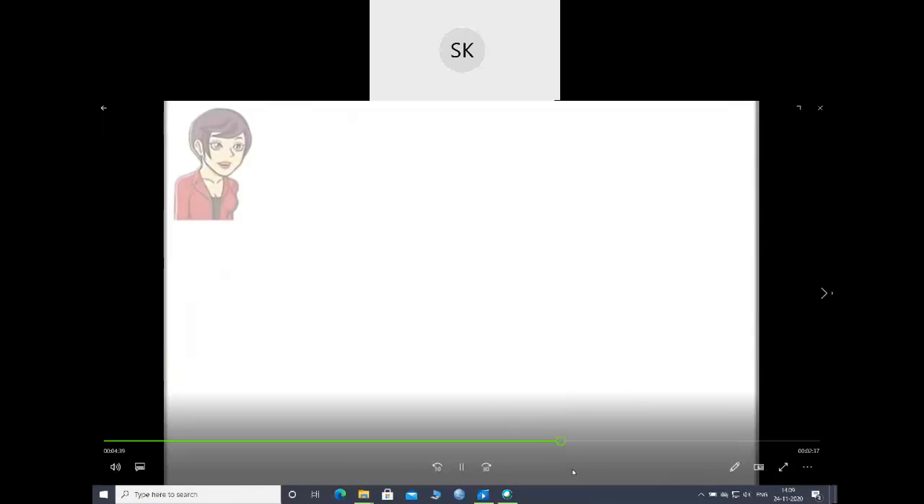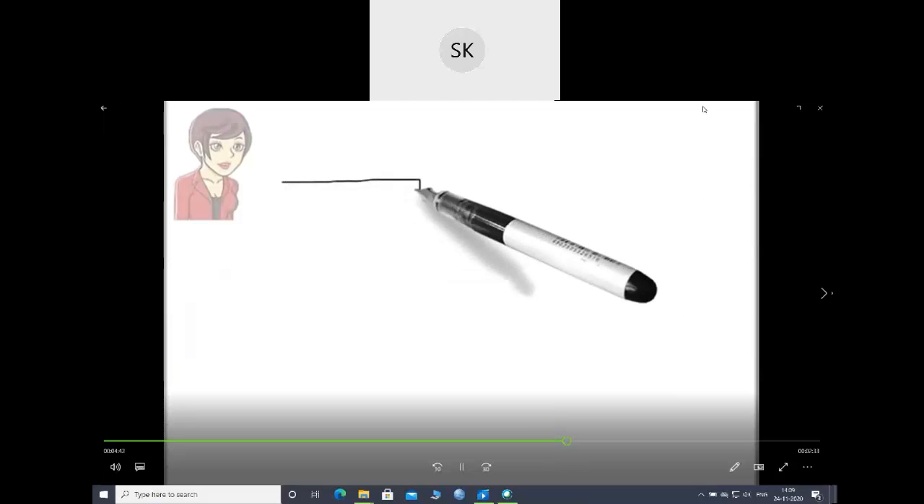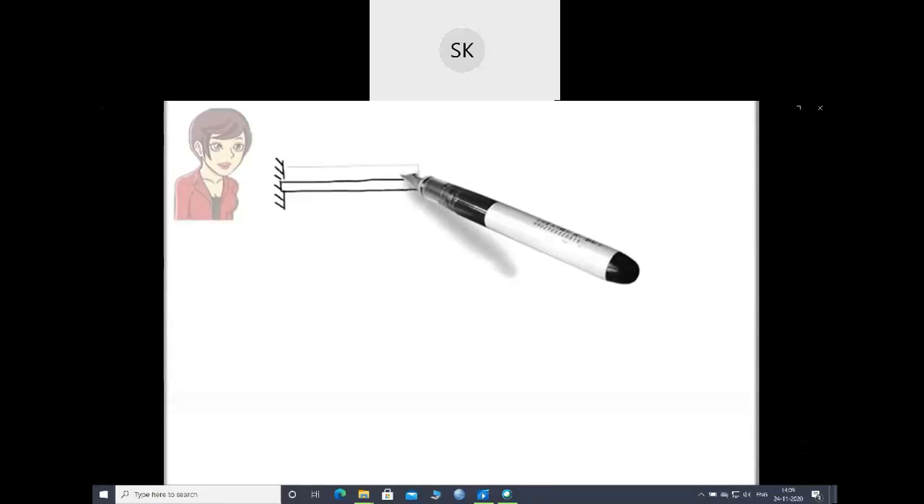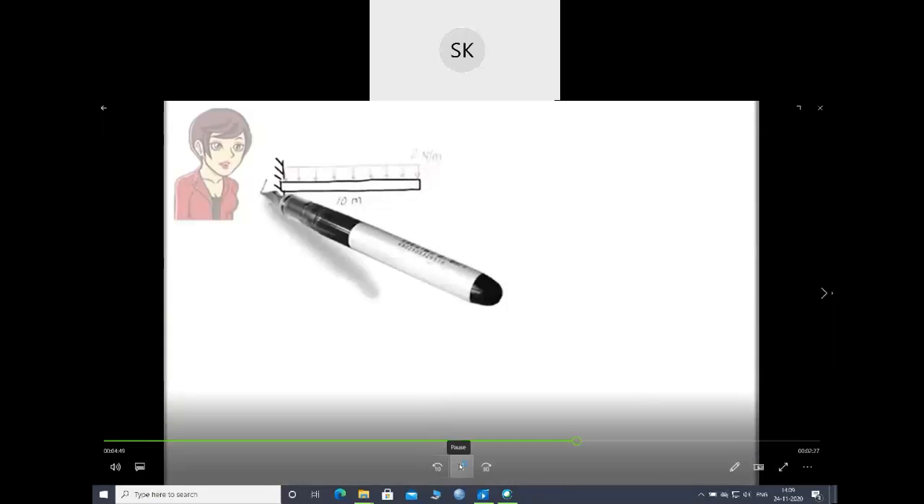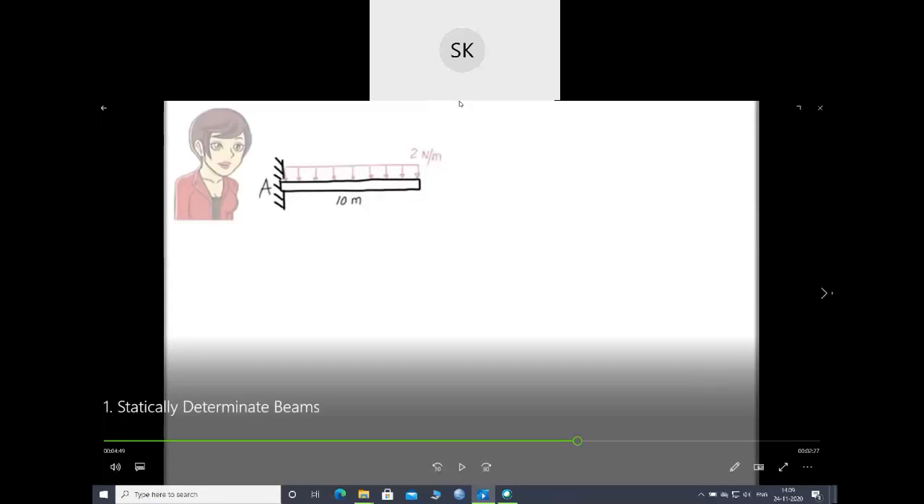Before we end this session, let's look at 2 more examples. Here, we have a cantilever beam subjected to a uniformly distributed load. Cantilever beam with a UDL of 2 Newton per meter, and the span length of the beam is 10 meter. So we'll see how to find the reactions and moments in this type of beam.